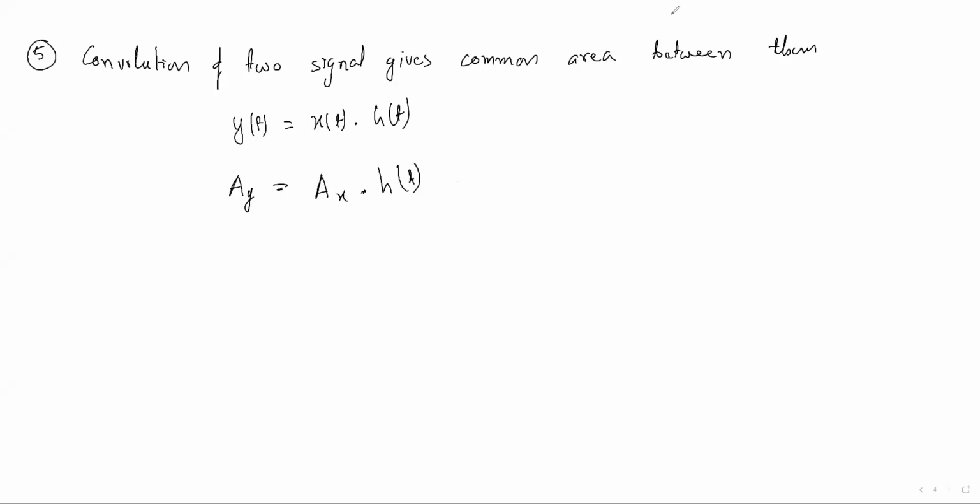This will be not h(t), this would be the area of h(t). So you should know the area of the x(t) signal and the area of the h(t) signal, then our y(t) would be what? The area of the multiplication of these two signals.